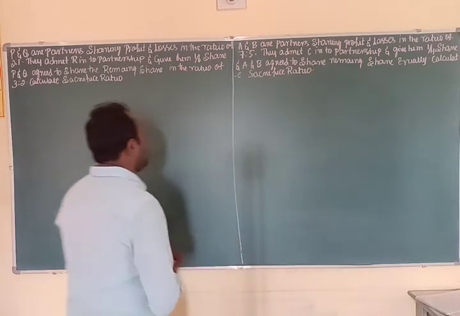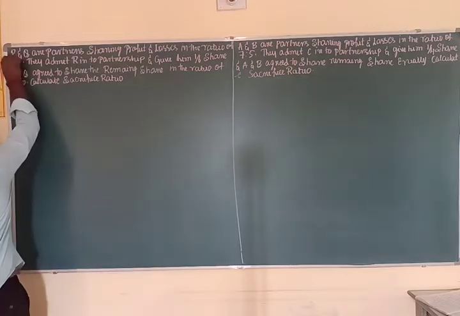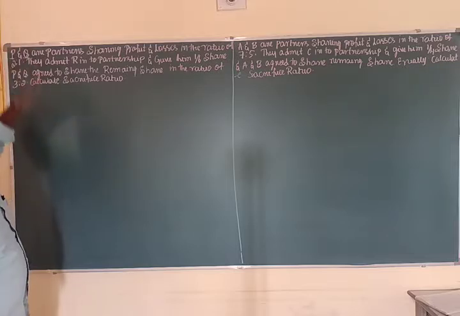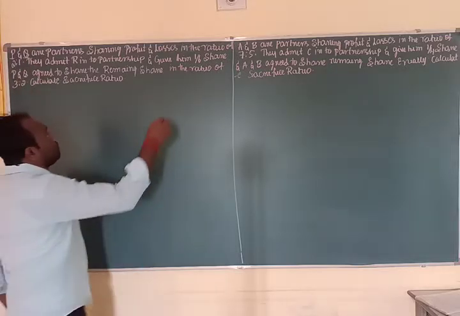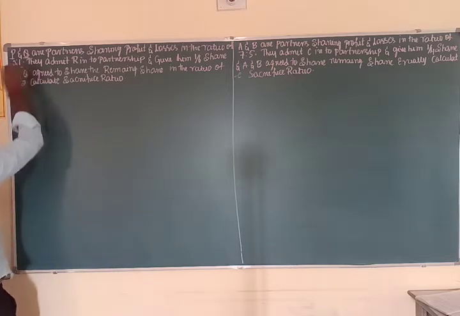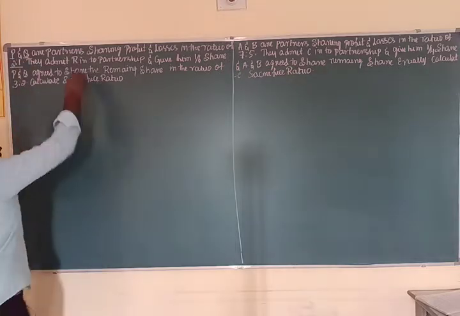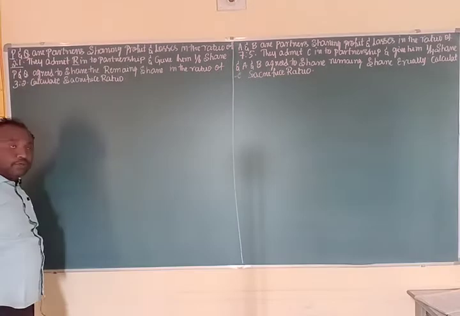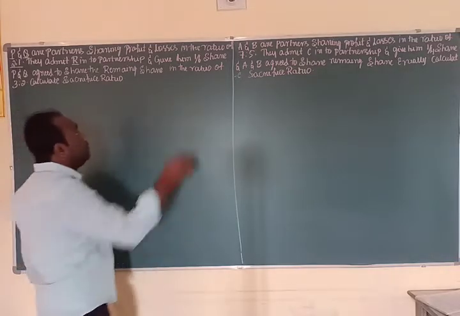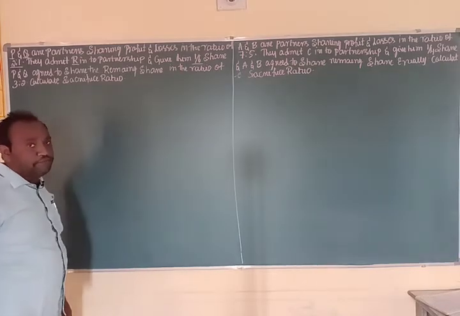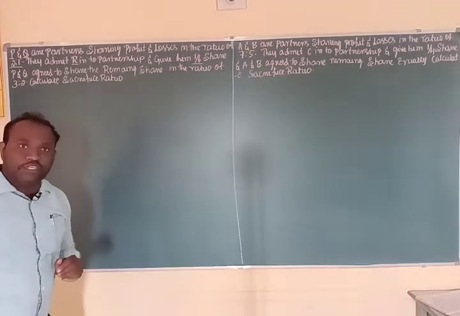See here the next problem. P and Q are partners sharing profit and losses in the ratio of 2:1. Here P and Q are the old partners, so the old ratio will be 2:1. After that they are admitting R as a new partner into the partnership firm and giving him 1/6th share.